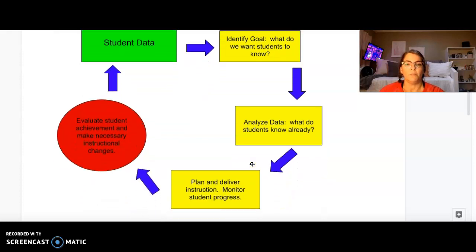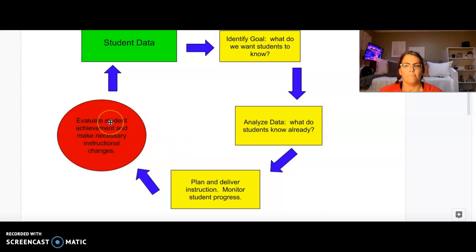So once you know what the students know, then it's time to plan and deliver your instruction. So we know if they don't recognize lowercase letters, then we need to do some teaching and some working on that. As you're implementing your instructions and plans, then you would also progress monitor to make sure students are working in the right direction and making progress.